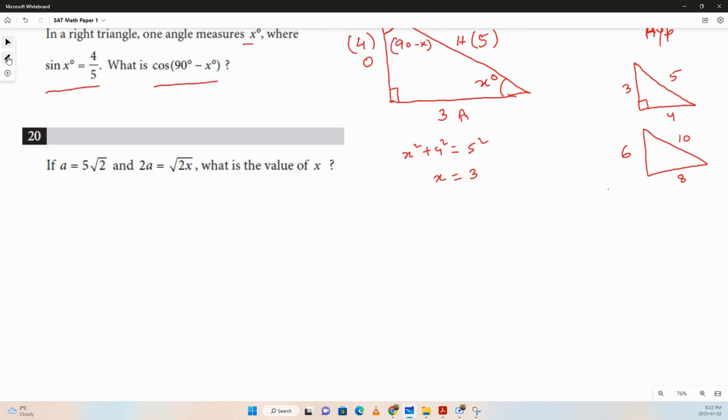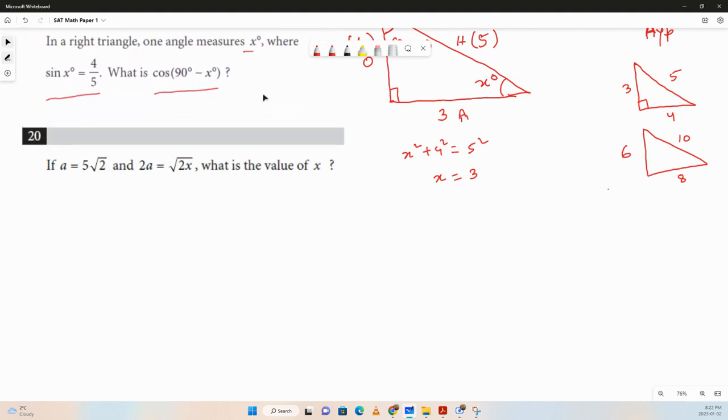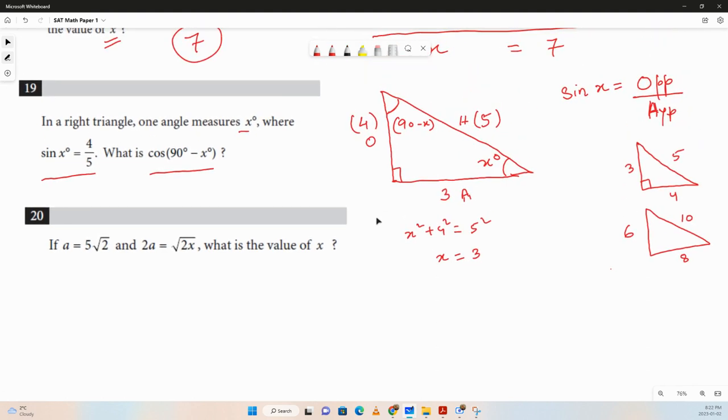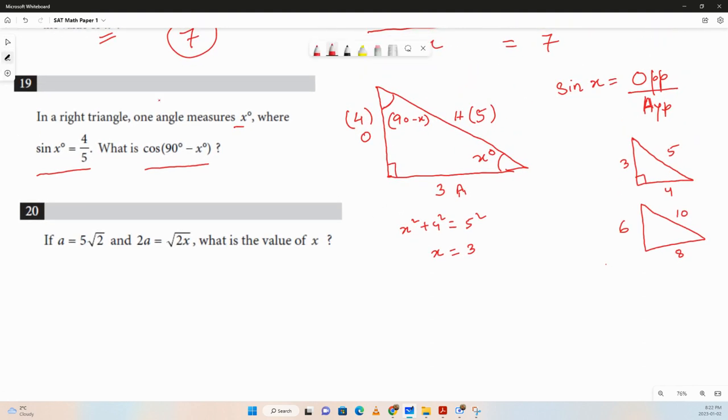Okay. So we have this triangle, right? So we have this triangle up here, and so cosine of x. So cosine of x is adjacent over hypotenuse. So what is adjacent to 90 minus x? That is 4. And what is the hypotenuse is 5. So basically 4 over 5, it's going to be the same, 4 over 5.